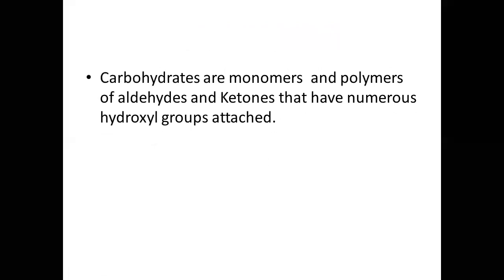Carbohydrates are monomers and polymers. Monomers are made up of a single unit, and many single units combine together to form a polymer. Poly means many and mer means parts. Mono means single and mer means part. Monomers are made up of a single part, while polymers are made up of more than one part. Carbohydrates are polyhydroxy aldehydes and ketones, that have numerous hydroxyl groups attached, meaning OH groups.